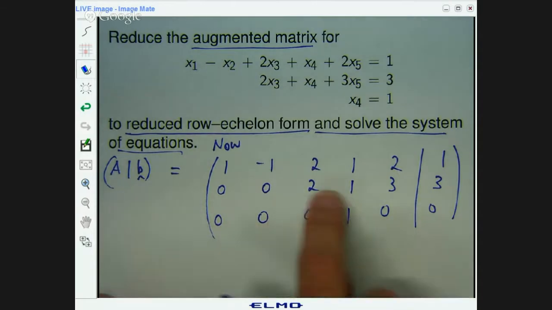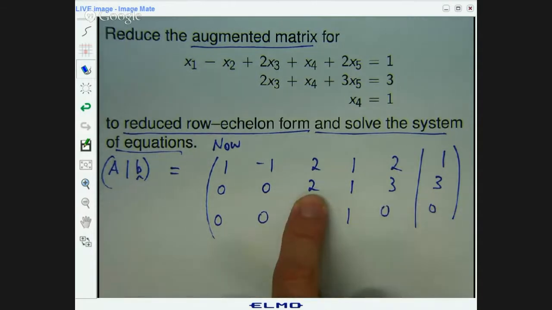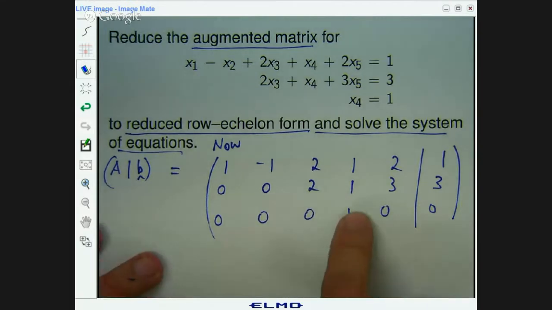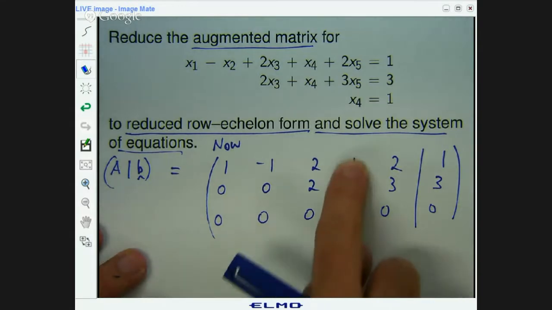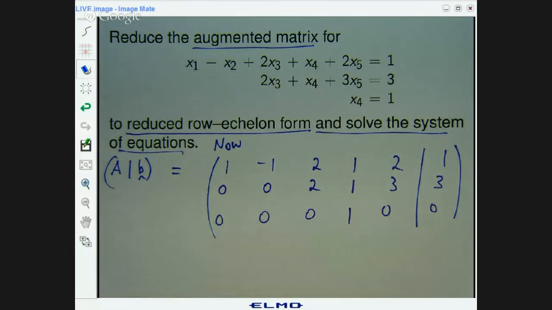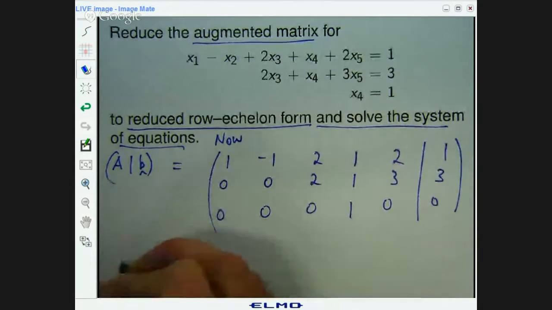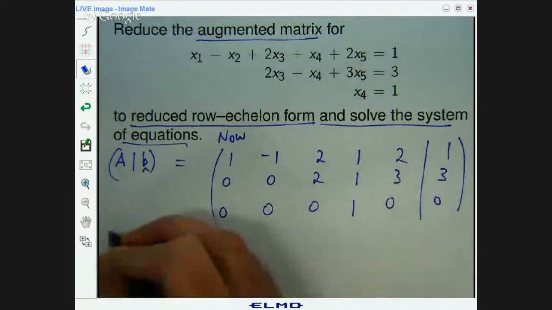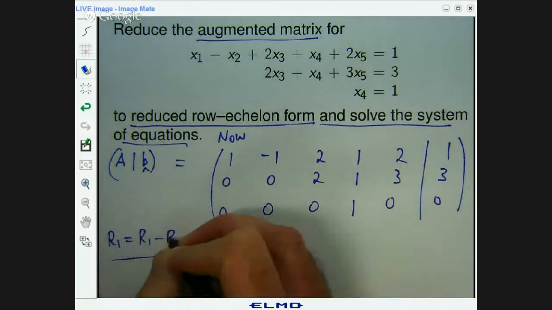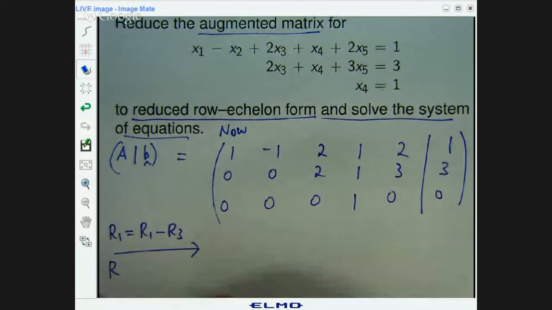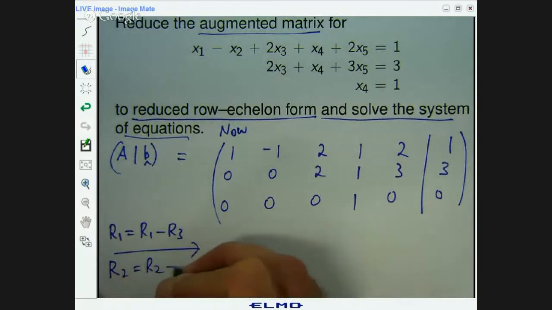What about the next row? Well, that's not a 1, but we'll get to that in a minute. What we're going to do here is get all of these 2 entries to a 0. So to get that entry to a 0 would be row 2 equals row 2 minus row 3, and to get that to a 0 would be row 1 equals row 1 minus row 3. So let's write those in.